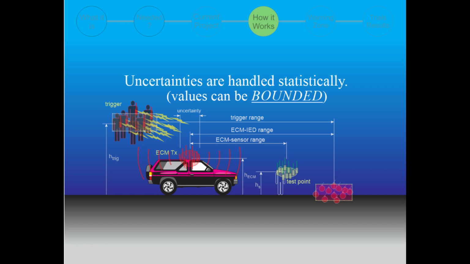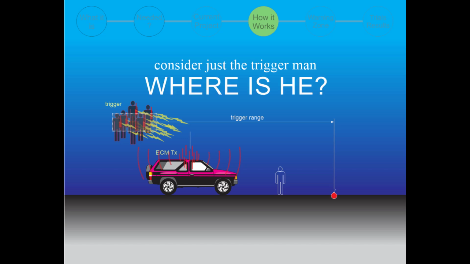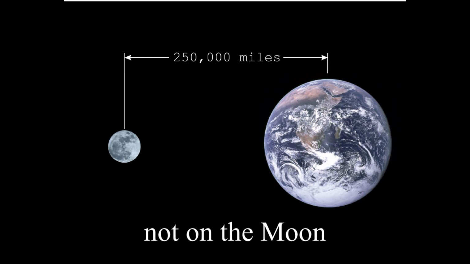And the key idea here, thinking now about the excellent question asked by somebody earlier about what do you do if you don't know all the details of the attack? Well, uncertainties can be bounded. So let's pick an example, and let's consider just the trigger man. The range between the trigger man antenna and the IED, the bomb antenna. We don't know that. But what do we know? Well, where is he? We do know that he's not standing beside the vehicle because we don't let that happen. And, to be kind of funny, but it's still a true statement, he's not on the moon. He's definitely not that far away.